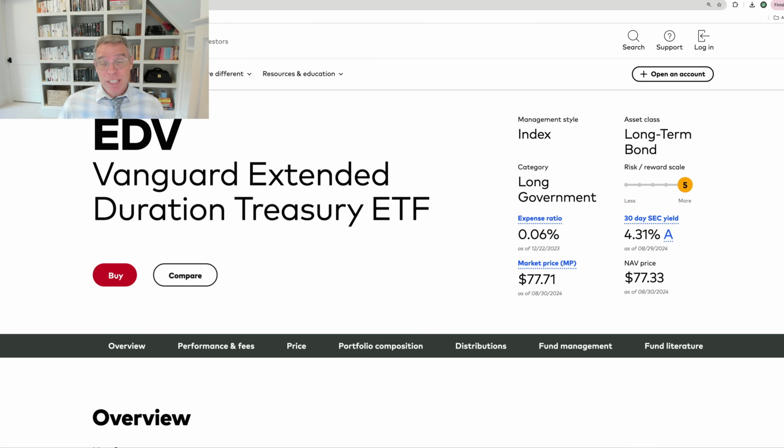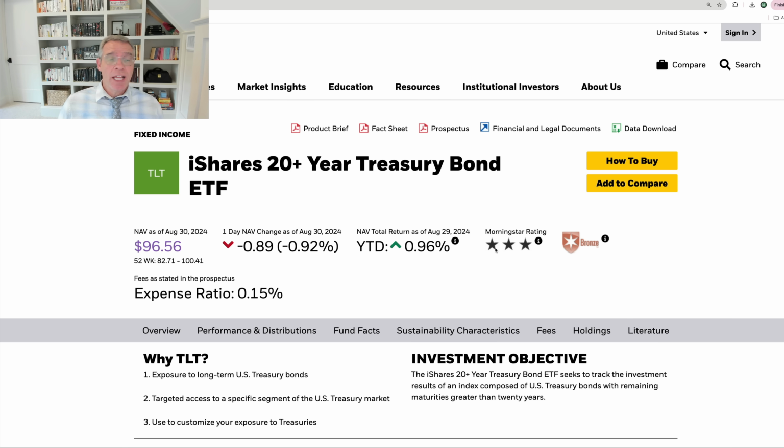All right, EDV is the ticker symbol here for Vanguard Extended Duration Treasury ETF. I think of that ticker symbol as being Extended Duration Vanguard. This fund also exclusively holds long-term government bonds, and you'll see that the expense ratio is 0.06%. I neglected to show you the expense ratio for TLT, so let's quickly cover that. The expense ratio for TLT is 0.15%, or about 2.5 times that of EDV.